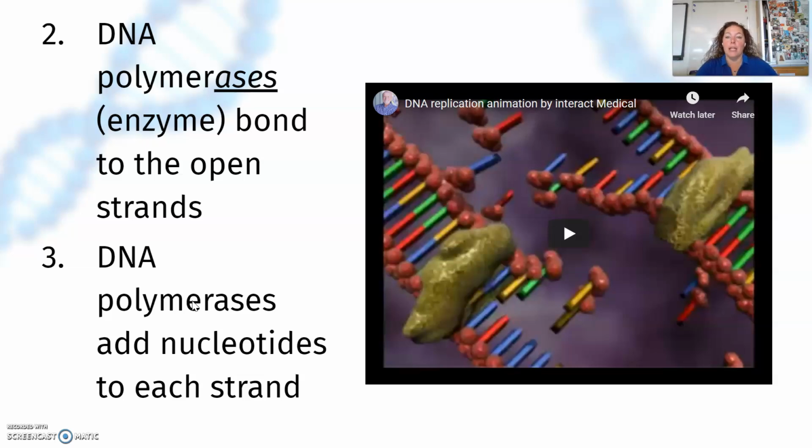So after the helicase comes in and splits the helix, the DNA polymerase, which is also an enzyme, remember back to the enzyme unit, we said that lots of enzymes end with the letters A, S, E. So DNA polymerase is an enzyme that bonds to those open strands. So now your helix is open like this. The DNA polymerase comes in and bonds to the open strand, one end here and one end here, and they sort of work opposite each other and meet in the middle. The DNA polymerases are then going to add nucleotides to each of those strands.